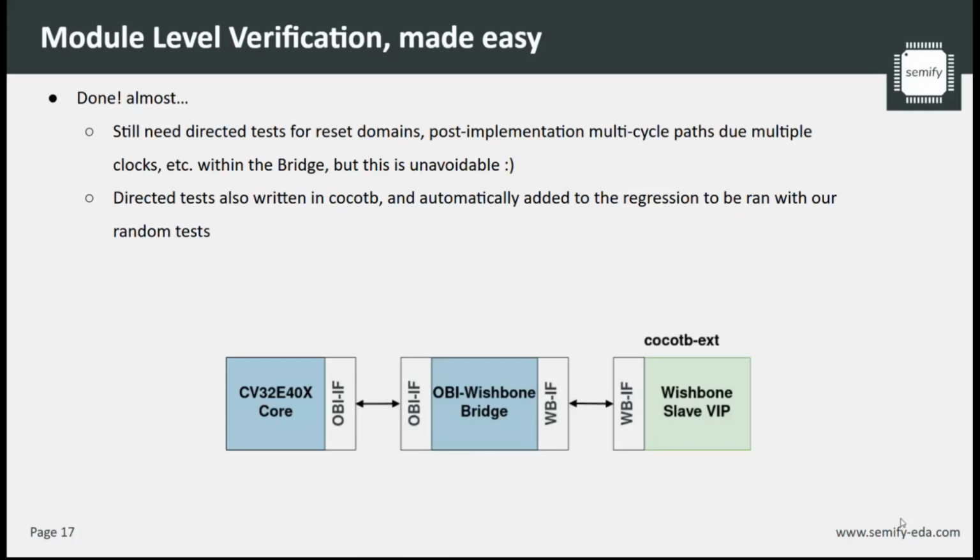So there are still some considerations that we have to take, like certain reset domains within the bridge or these multi-cycle paths that you'd get from the core. But this is unavoidable, right? So this isn't a shortcoming of Cocotb. No matter how you choose to verify your design, you're going to need some sort of directed tests to really cover all the cases. But the nice thing is that we write these directed tests in Cocotb as well. What this means is that they're automatically added to our regression and they're run with our random tests.